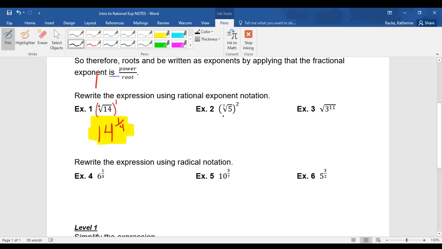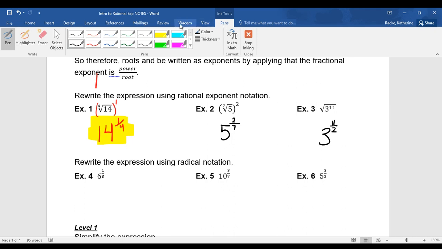For number 2, now they've given it to us. They've given us a number on the outside, and we have the 7th root. So I would write it as 5 to the 2/7. Example 3 shows you a little different. Now they don't have the parentheses. They just have the square root of 3 to the 11th power. So you would write it as 3 to the 11 over 2. Now that 11 still becomes your power.